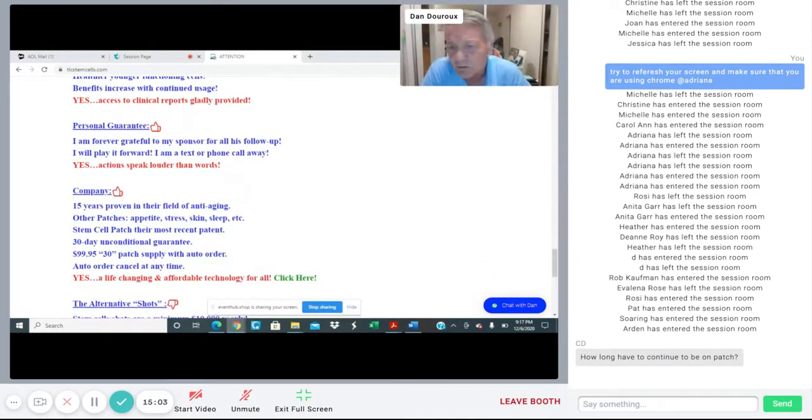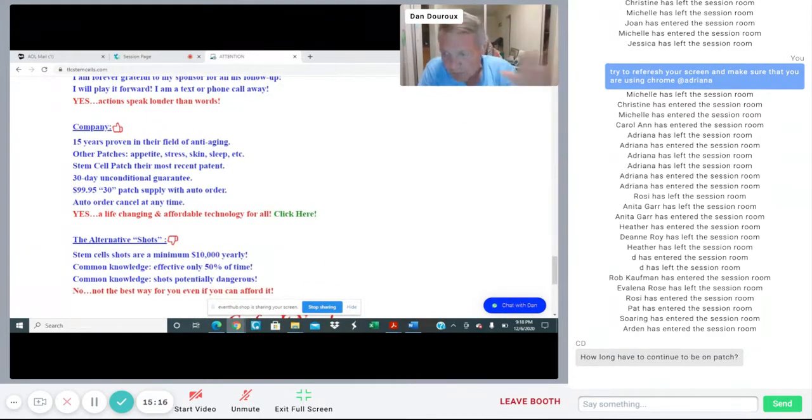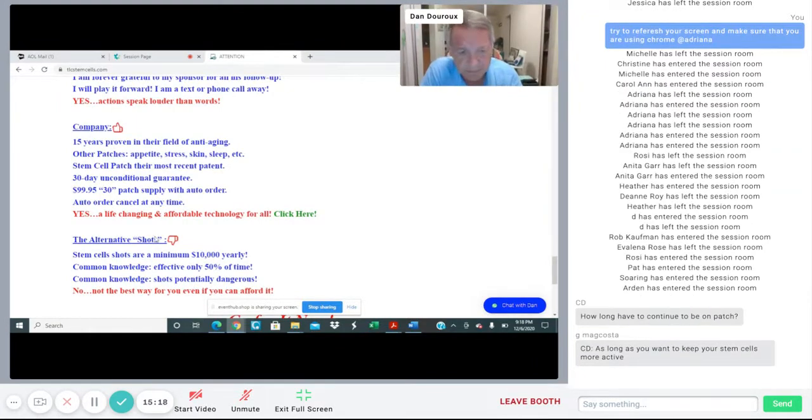This is a 15-year-old company that we represent. We're going to get into that. They have a patent on this. The patent was just issued this last year. They have other patches, okay, that go into other things. The stem cell patch, I'm going to show you that here real quick.